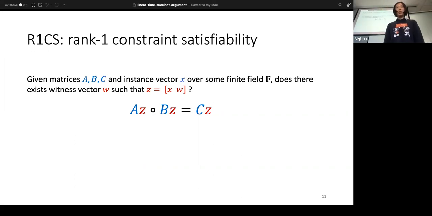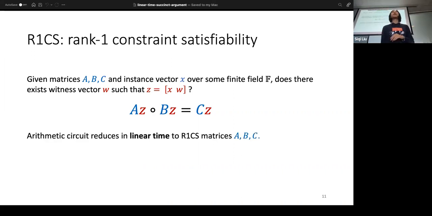A, B, C, X is in this R1CS language if there exists a witness vector W such that its concatenation with X gives you a vector Z that satisfies AZ element-wise product with BZ is equal to CZ. This circle means element-wise product between these two vectors. This is actually an NP-complete language, and there is a linear reduction from arithmetic circuit to R1CS. Just remember, this is kind of asking you to check certain matrix multiplication over a finite field. That's what this language is doing.